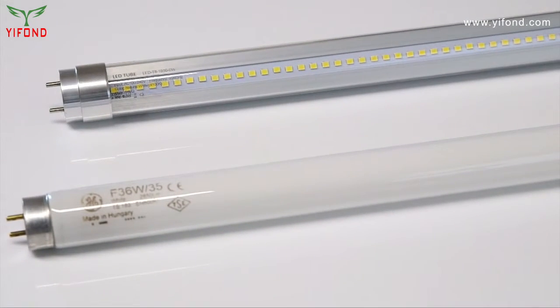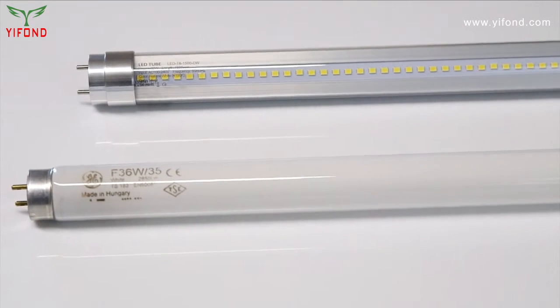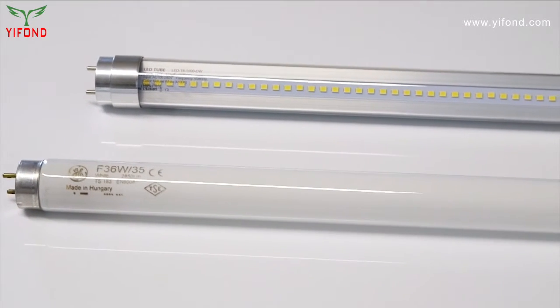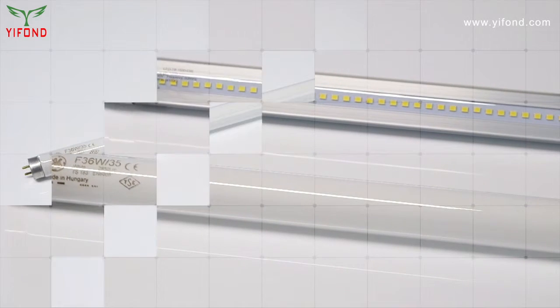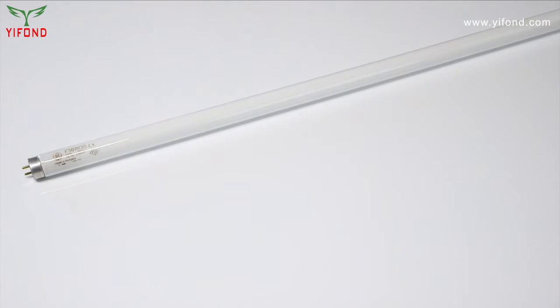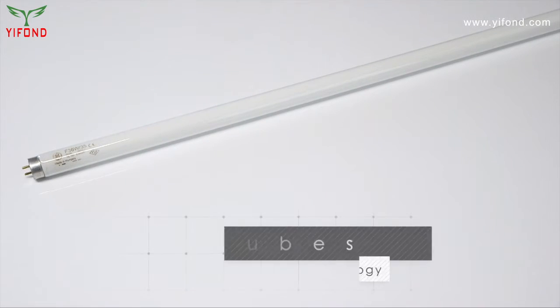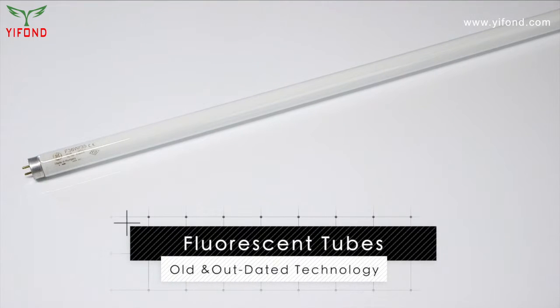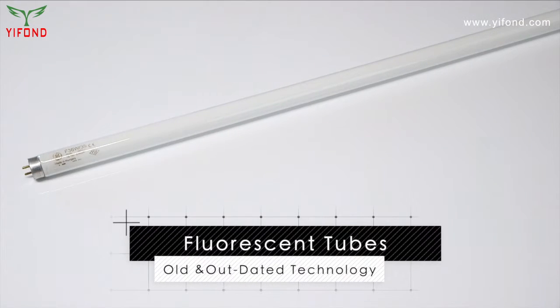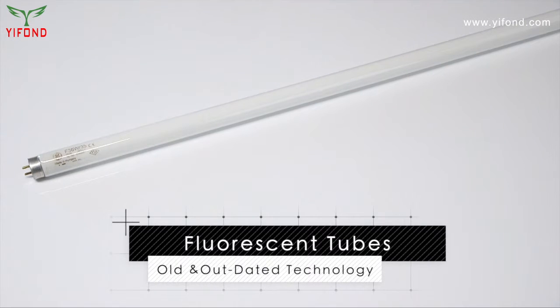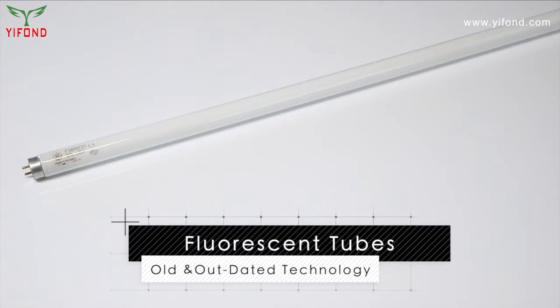The LED tube shown is with our clear diffuser. A frosted diffuser is also available on request. Traditional fluorescent tubes are a mature technology and have been in existence for in excess of 40 years. The technology is old, and today there are many disadvantages in using this older technology.